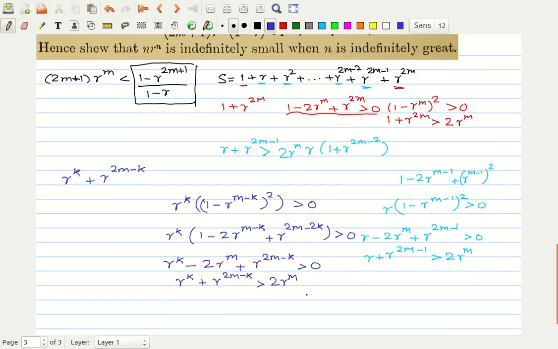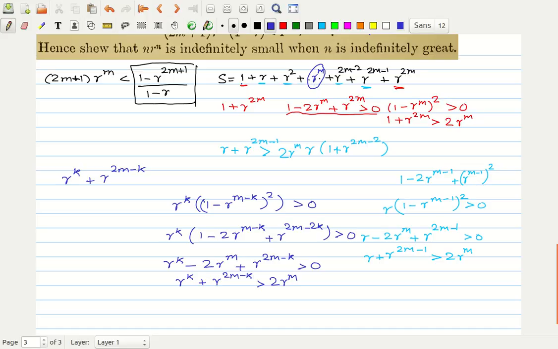So far, what we have seen is how many terms are there? There are an odd number of terms here, from 1 to 2m plus 1. What is the middle term going to be? The middle term is going to be r to the power m over here. So except r to the power m, you will be able to pair up all the other terms in the series. For example, you can pair up 1 and r to the power 2m, r and r to the power 2m minus 1, and r squared and r to the power 2m minus 2. So all will be paired up except r to the power m.